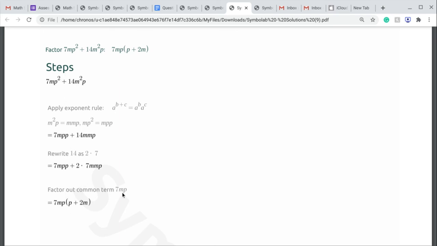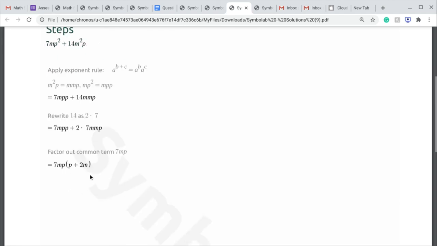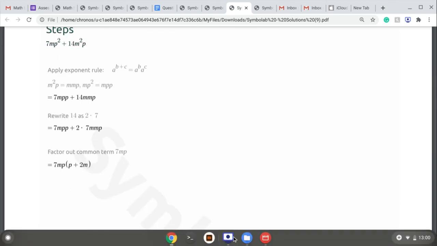Plus, we take out now a 7mp from this 14m squared p, right? We take out the 7, we're left with 2. 7 to 14 goes 2 times, so we're left with 2. We take out now a m from this m squared, we're left with m. We take out a p from this p, we're just left with nothing. So the answer is 7mp bracket p plus 2m. Right, let's move on to the final question.